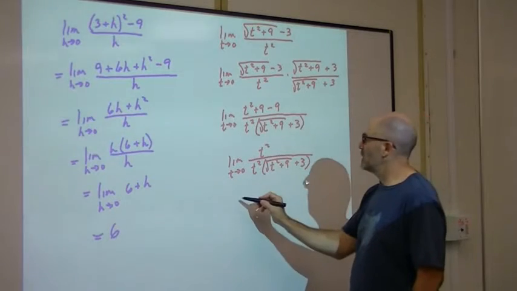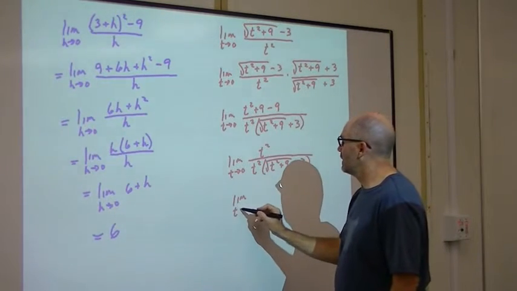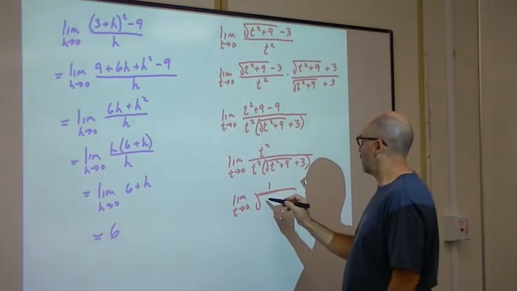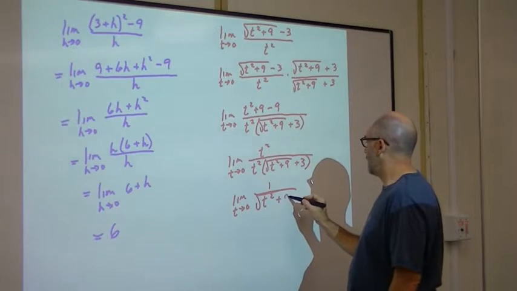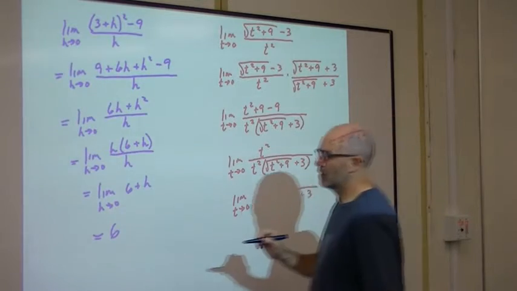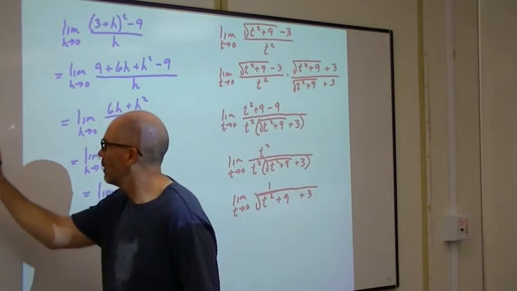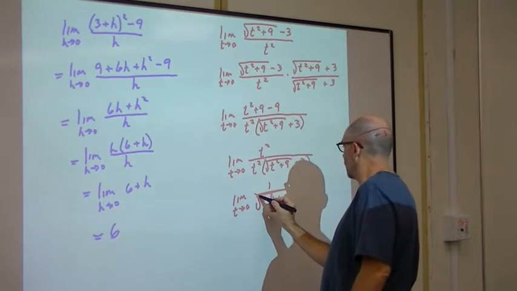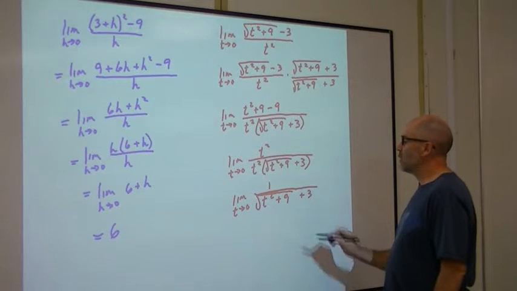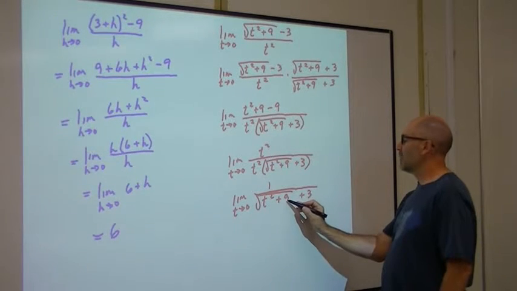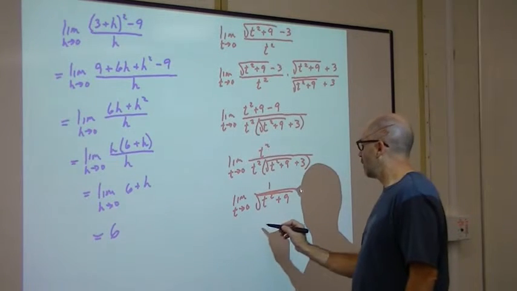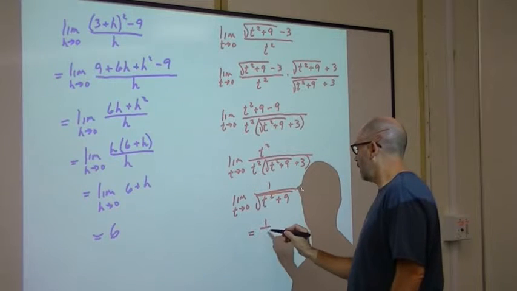Okay, so now we cancel the t squareds and we end up with the limit as t approaches 0 of 1 over the square root of t squared plus 9 plus 3. Yeah, let's just do it like this. Notice we plug in 0 now, and you get the square root of 9, which is 3. 3 plus 3 is 6. So this whole thing just equals 1 over 6.